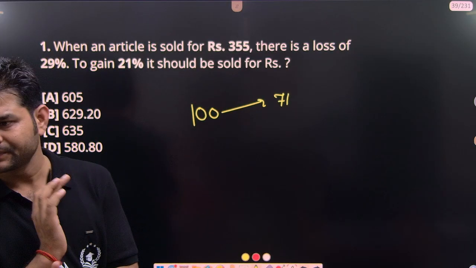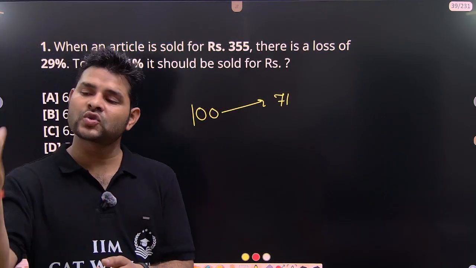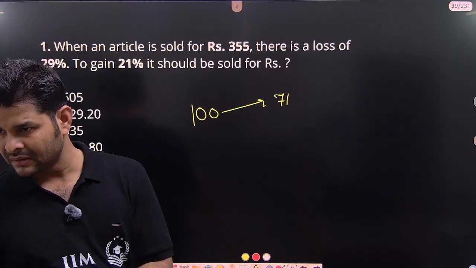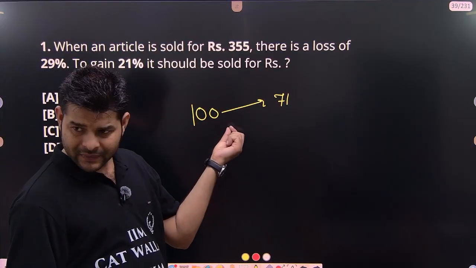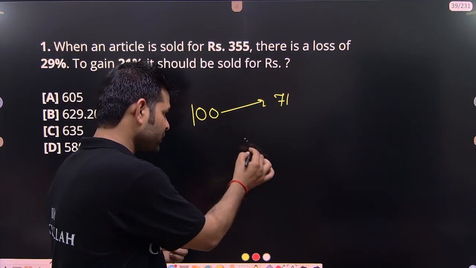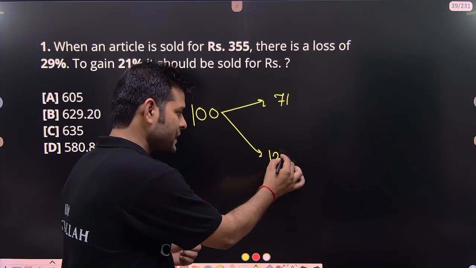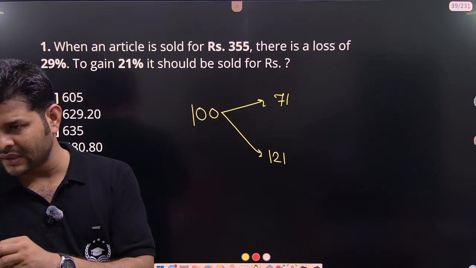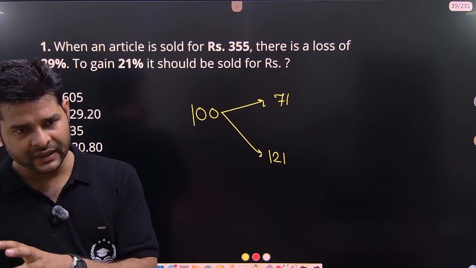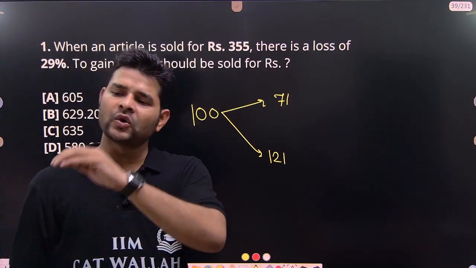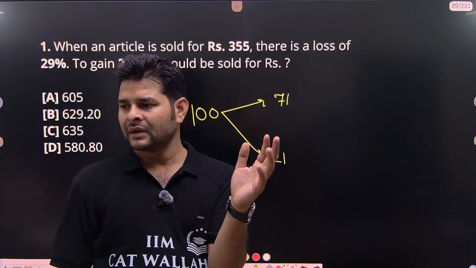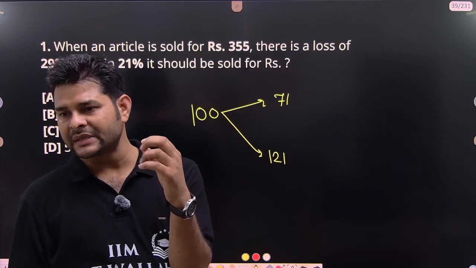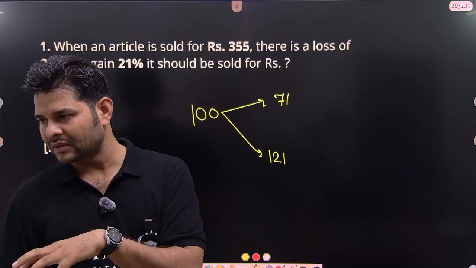But I wanted to sell at a profit of 21%. So what would be 21% of 100? It means 121. So basically, I have one item whose cost is 100 units. I wanted to sell that item at 21% profit, which means 121 rupees or units.